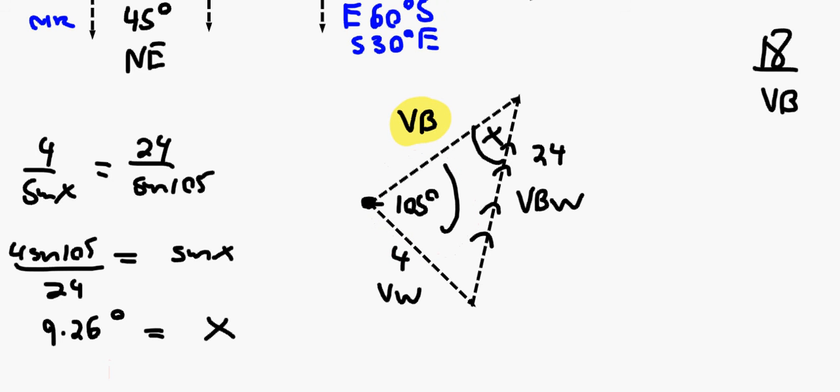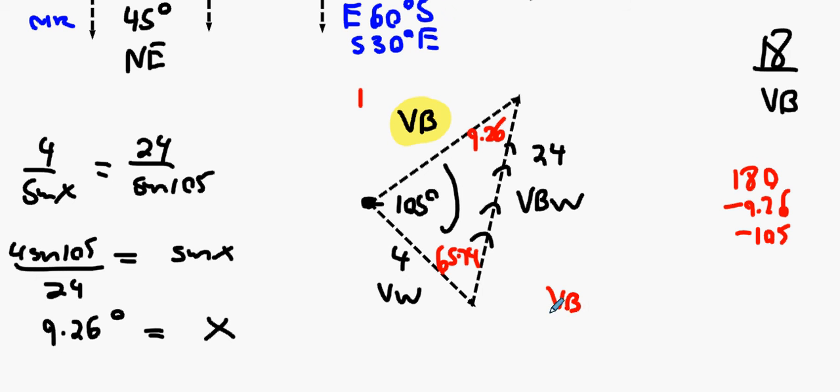Now, we found out that's 9.26, so what does that make the other angle? Add 9.26 to 105 and take it away from 180. That's 65.74. What is it? 65 point 74. Then we'll just go for another sine rule.